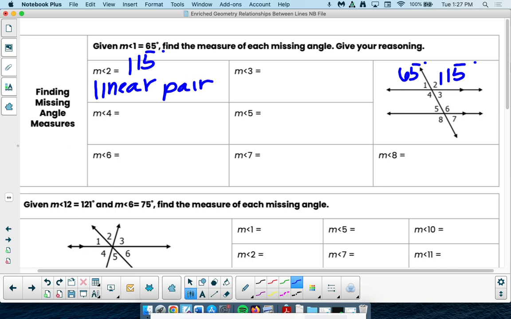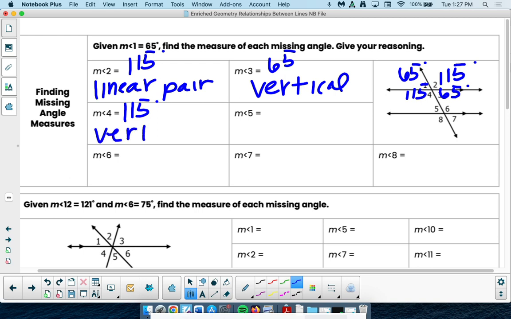Okay, what about angle 3? 65. Why is it 65? It's vertical to 1. Yep, 65 vertical. Angle 4? 115. What's your reasoning for that one? Vertical, or you could say linear pair too, right? Because now it kind of can get hairy of what reason you want. There's multiple ways to go about it.